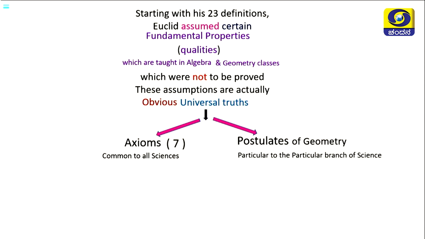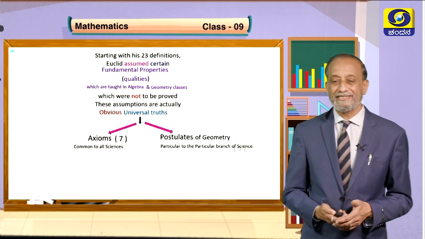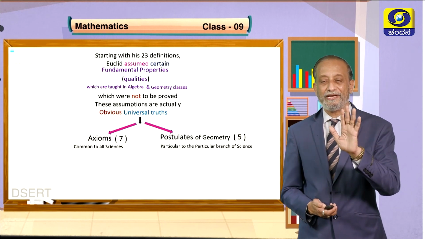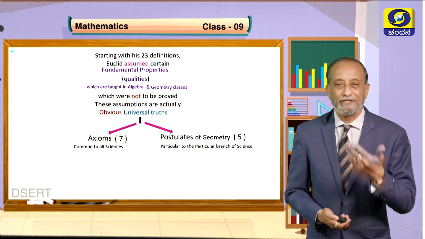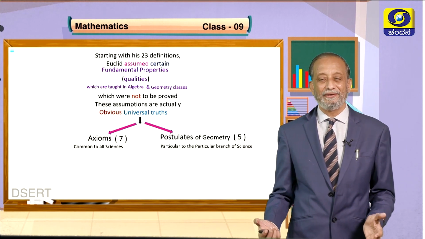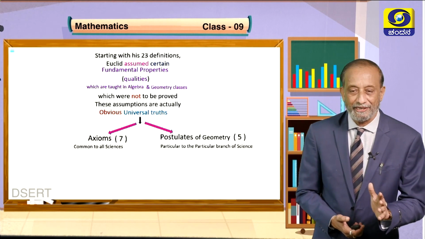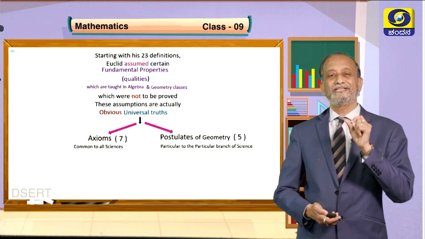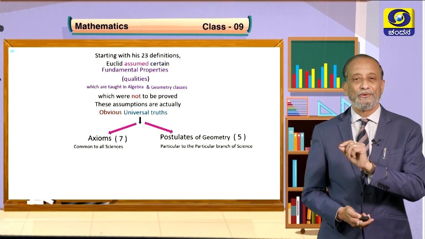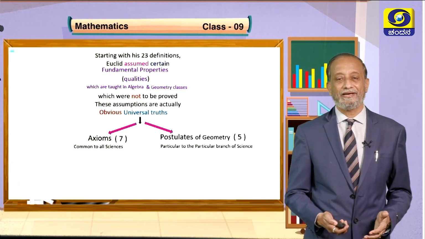So, Greeks have assumed that there are only 7 axioms which are common to all the sciences, whereas for postulates in geometry hardly 5 postulates are sufficient with which we can explain the entire geometry. This is how they have thought of. So, 7 axioms and 5 postulates are considered as obvious universal truths for which no proof is given. Based on this, the rest of the properties are proved.